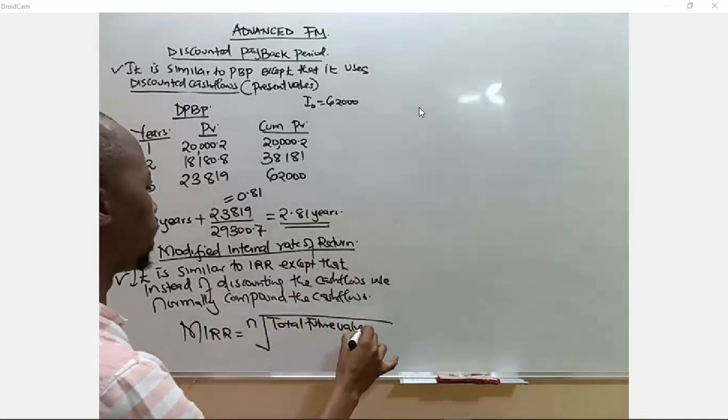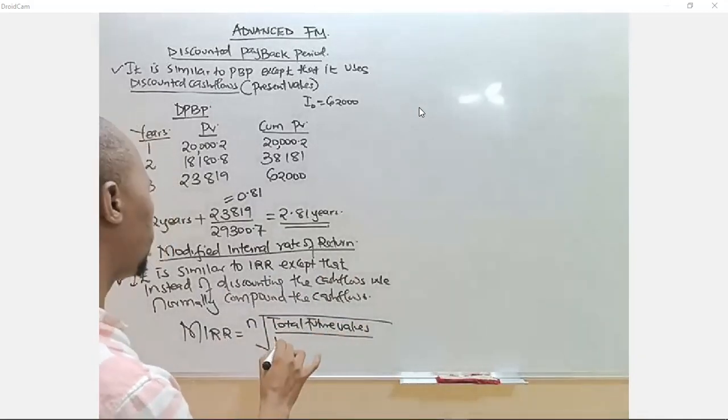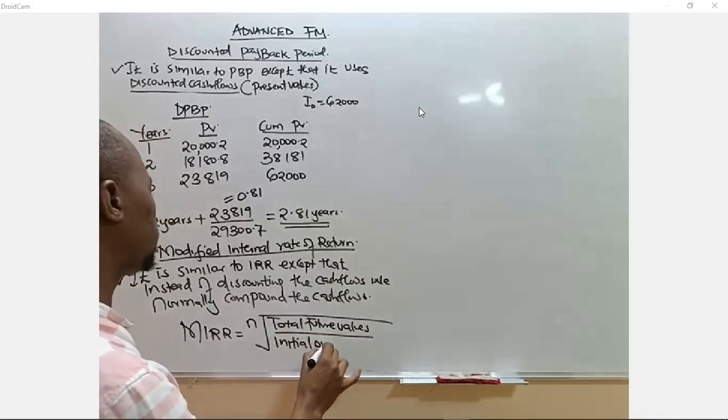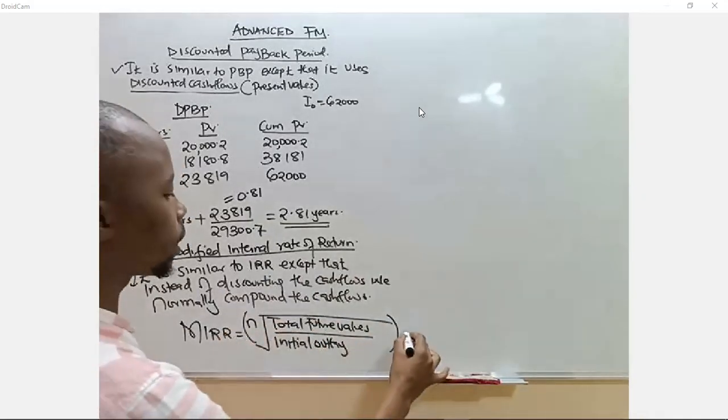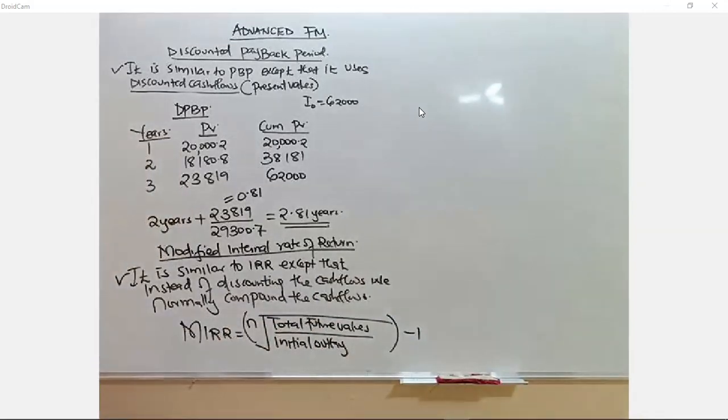The total future values, you divide by the initial outlay. After you calculate these, you subtract 1. After you calculate that, you subtract 1, right? Then after that, I just want us also to use the same scenario.